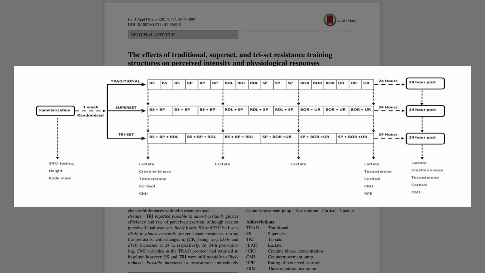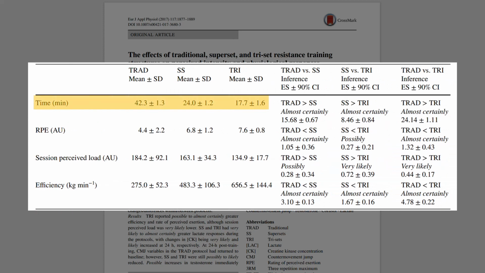Trainees performed 6 exercises in a training session using either a standard set protocol, alternating between 2 exercises, or alternating between 3 exercises. It was found that although the same total number of sets were completed, the superset and triset groups completed the training session in far less time than the traditional training protocol. This suggests that pairing exercises can help us get more total training completed in the same amount of time, or the same amount of training completed in a shorter time frame.